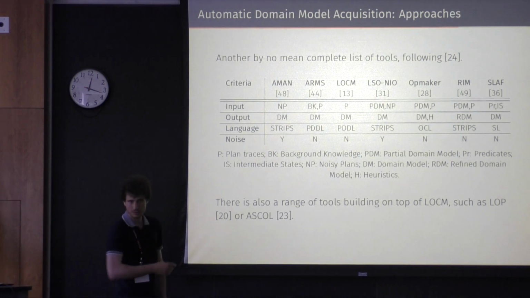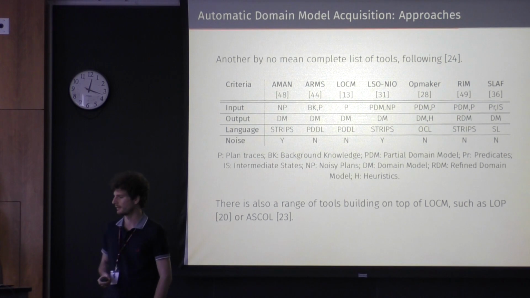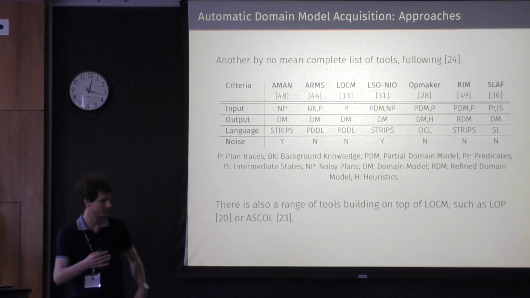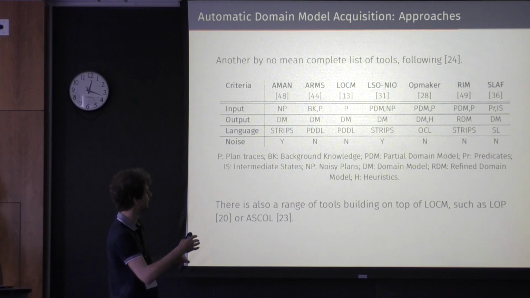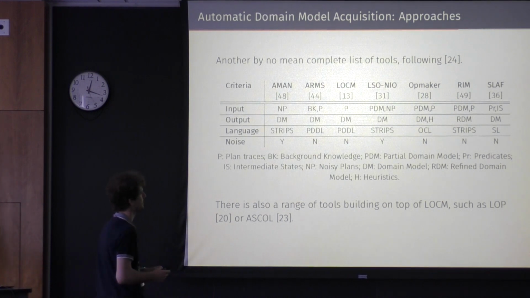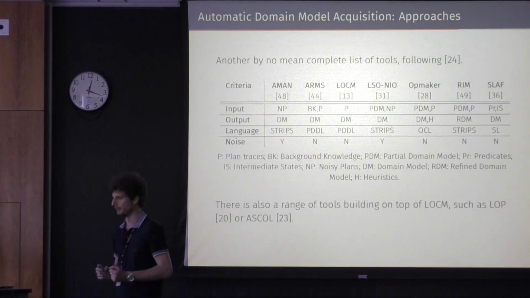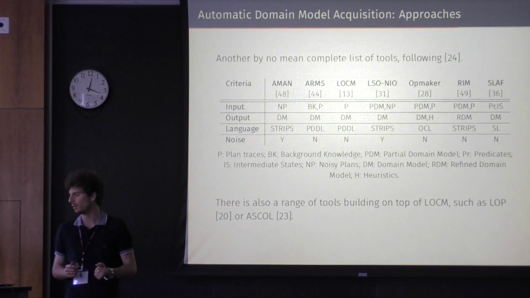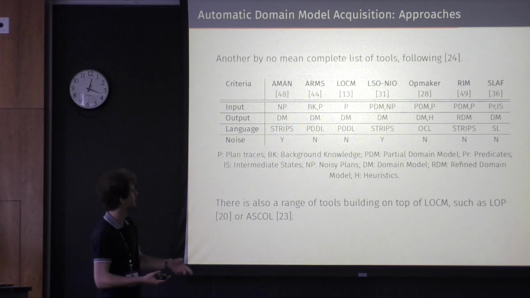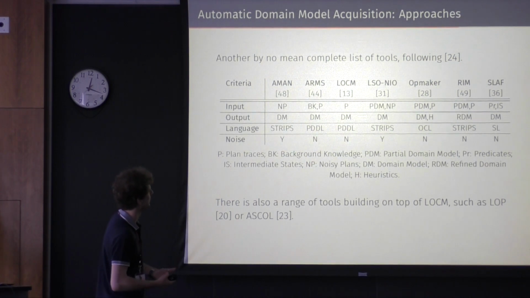Other things which are not shown in this table are that there exists a range of tools which have been built on top of LOCM, such as LOP or ASCOL, which are able to deal with some numerical aspects of planning, or which can increase the quality of a domain model generated by LOCM.